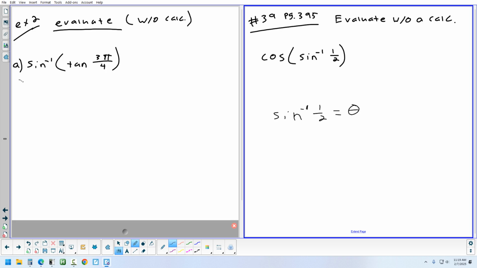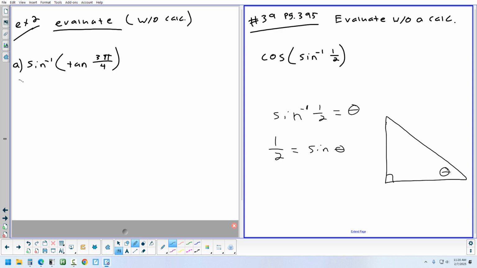Now, what could I take on both sides to think of this with regular trig? The sine. Take the sine. What will that leave me with on the left? 1/2. And what will that leave me with on the right? Sine of theta. So now I'm going to label a triangle, but it's going to be all numbers. So this is actually a little easier in terms of you won't have any letters.